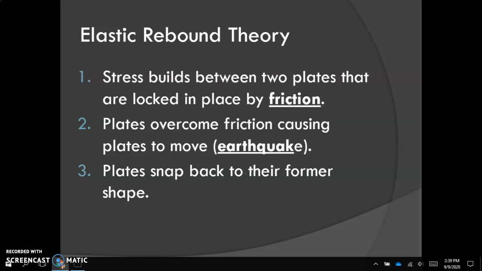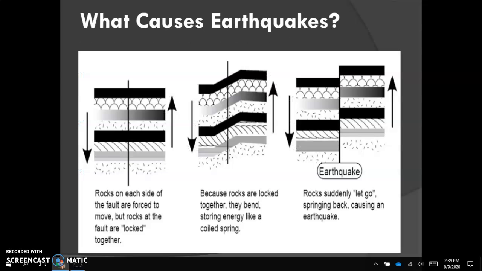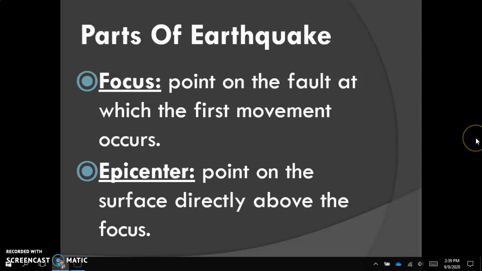The stress builds up. The rocks are initially locked in place. They're not moving. And then once they can overcome the friction, the plates will move, cause the vibrations of the earthquake, and then they'll snap back to their original place. Here we've got our rocks on each side of the fault. They're moving, so what's causing this movement? Again, convection currents in the mantle are causing these plates to move. The rocks are locked, so they will bend a little bit, storing energy, and then the rocks will eventually let go and spring back, and this will cause the vibration of the earthquake.